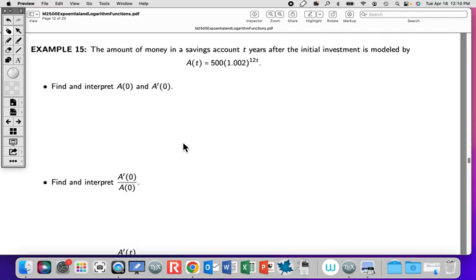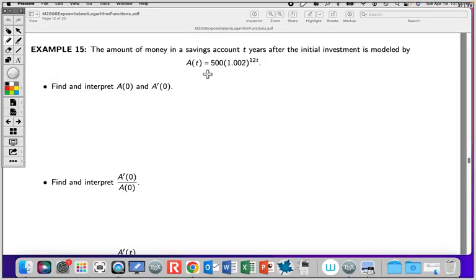Example 15: the amount of money in a savings account t years after the initial investment is modeled by the function A of t equals 500 times 1.002 to the 12t power. And as I mentioned in class, this is the kind of thing that would come out of your pre-calculus formulas. We're asked to find A of 0 and A prime of 0.